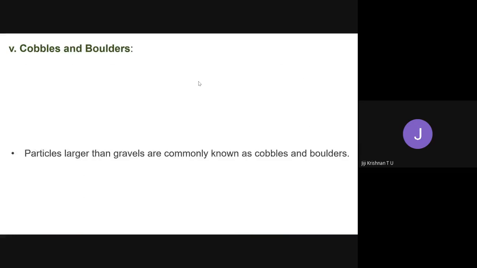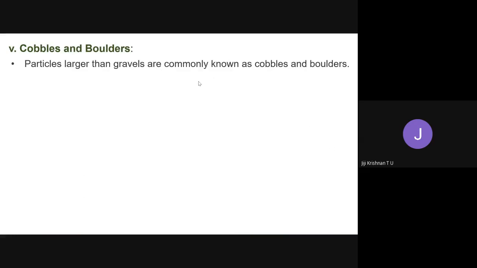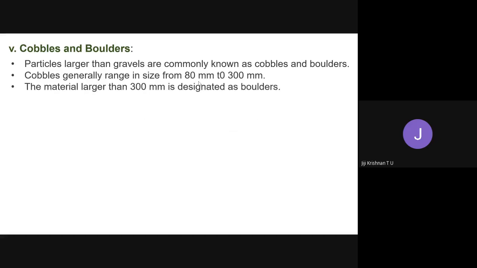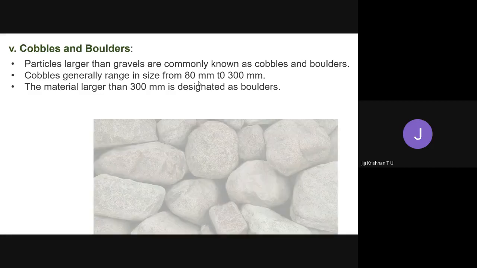Moving to cobbles and boulders. Particles larger than gravels are commonly known as cobbles and boulders. Cobbles generally range in size from 80 to 300 mm. The material larger than 300 mm is designated as boulders.